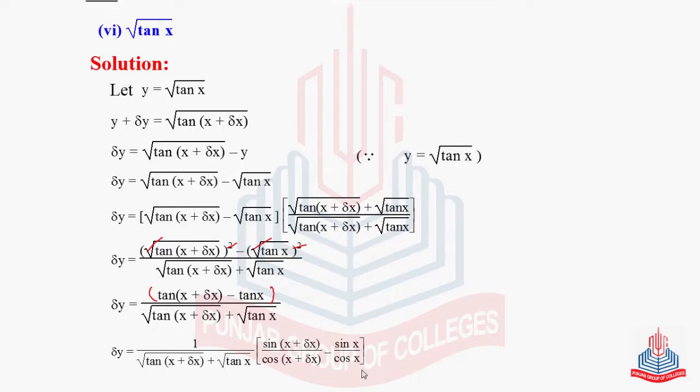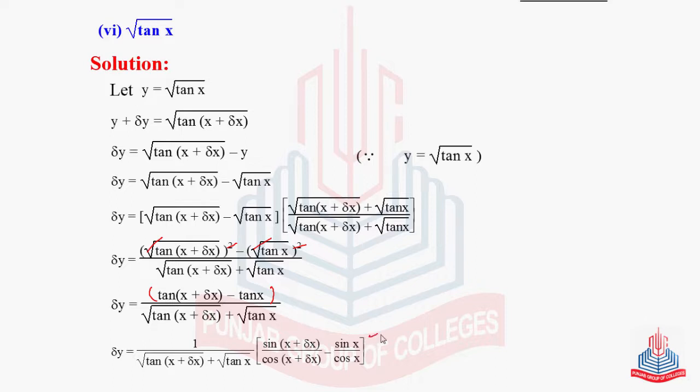Again, the same explanation of this step: when we apply the limit delta x approaches 0, this part will become tan x plus tan x, giving an answer of square root tan x multiplied by 2. But when we apply the limit in the numerator, delta x approaches 0, that will become tan x minus tan x, which is actually 0, and 0 divided by something will become 0.